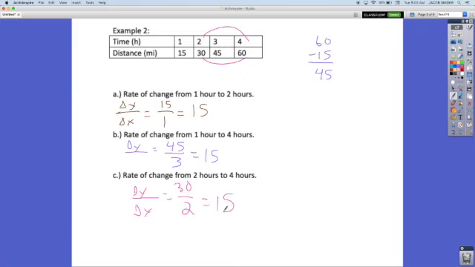The reason why I'm showing this, guys, is that it doesn't matter what points you pick, it's always going to give you the same answer. Now, the answer is not going to always be 15, okay? That just happened in these first 2 examples. Cool? All right, let's keep moving.